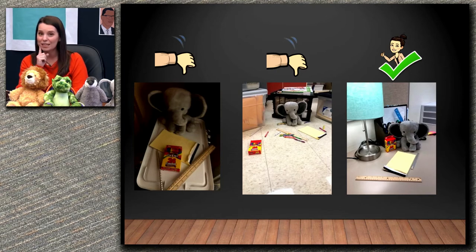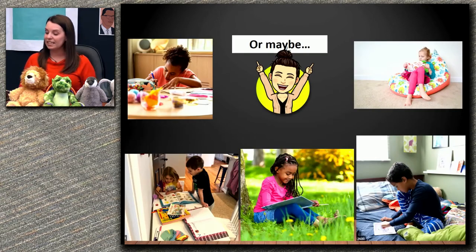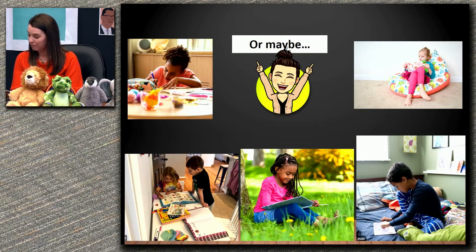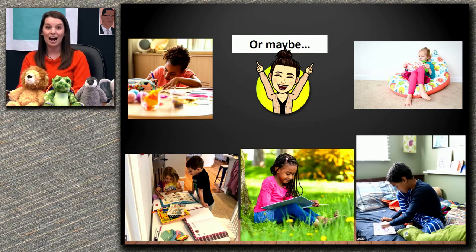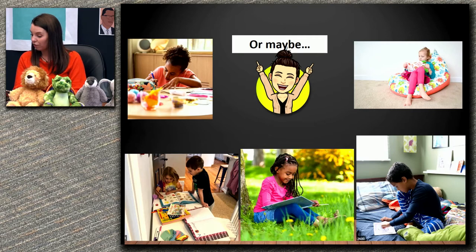Now, let's think about what your workspaces might look like. These are some options. Like I said, sitting in a chair might not be comfortable for you. And it depends what it is that you're going to be doing. So some of these children, the first child is sitting at a table. I see that they have plenty of light and they have their materials. And I can tell that they're focused. All of these children actually are focused.